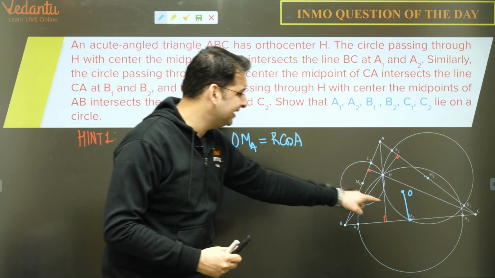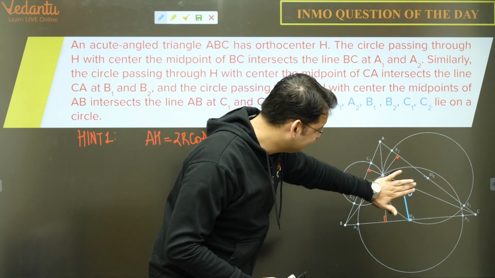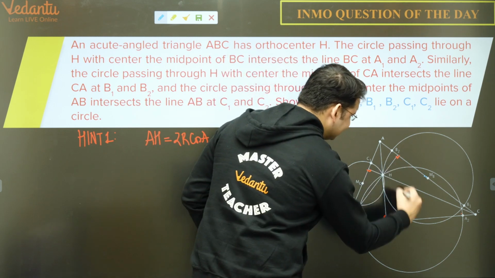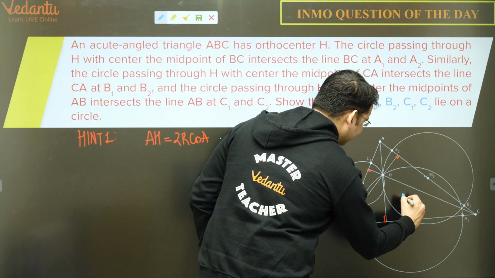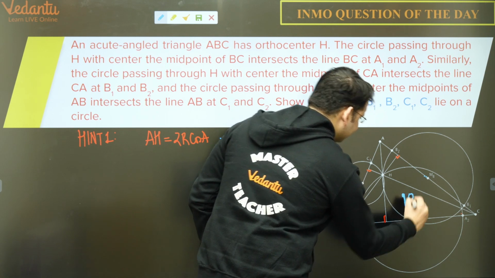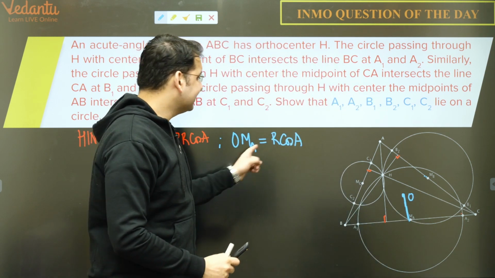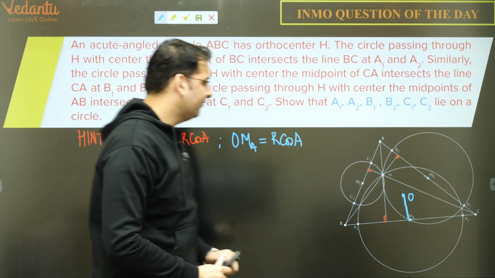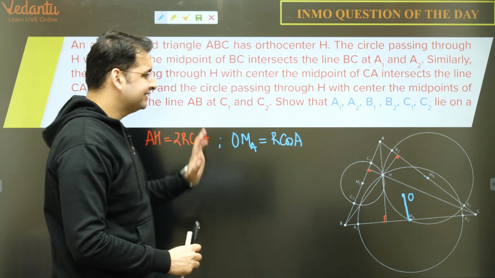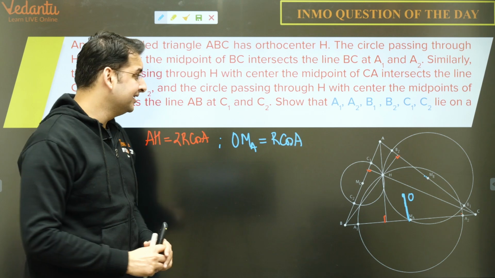So AH is 2R cos A, and OMA, it doesn't seem to be, but if AH is this much, then O will be somewhere here, right. So OMA is R cos A. So OMA is half of AH. Okay, so one is this hint. You can use these hints.